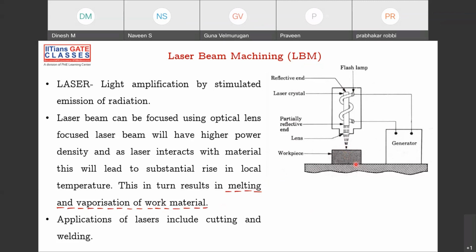This laser can be used for cutting the material and for welding the material, because heat is required for welding. You can heat and join them, or you can cut them as well. So this is what is called laser beam machining. Very easy. Simply pass the laser through a lens, and it is concentrated at some point where you want to cut or weld, and because of the high temperature, melting and vaporization happen and cutting happens. That is laser beam machining.